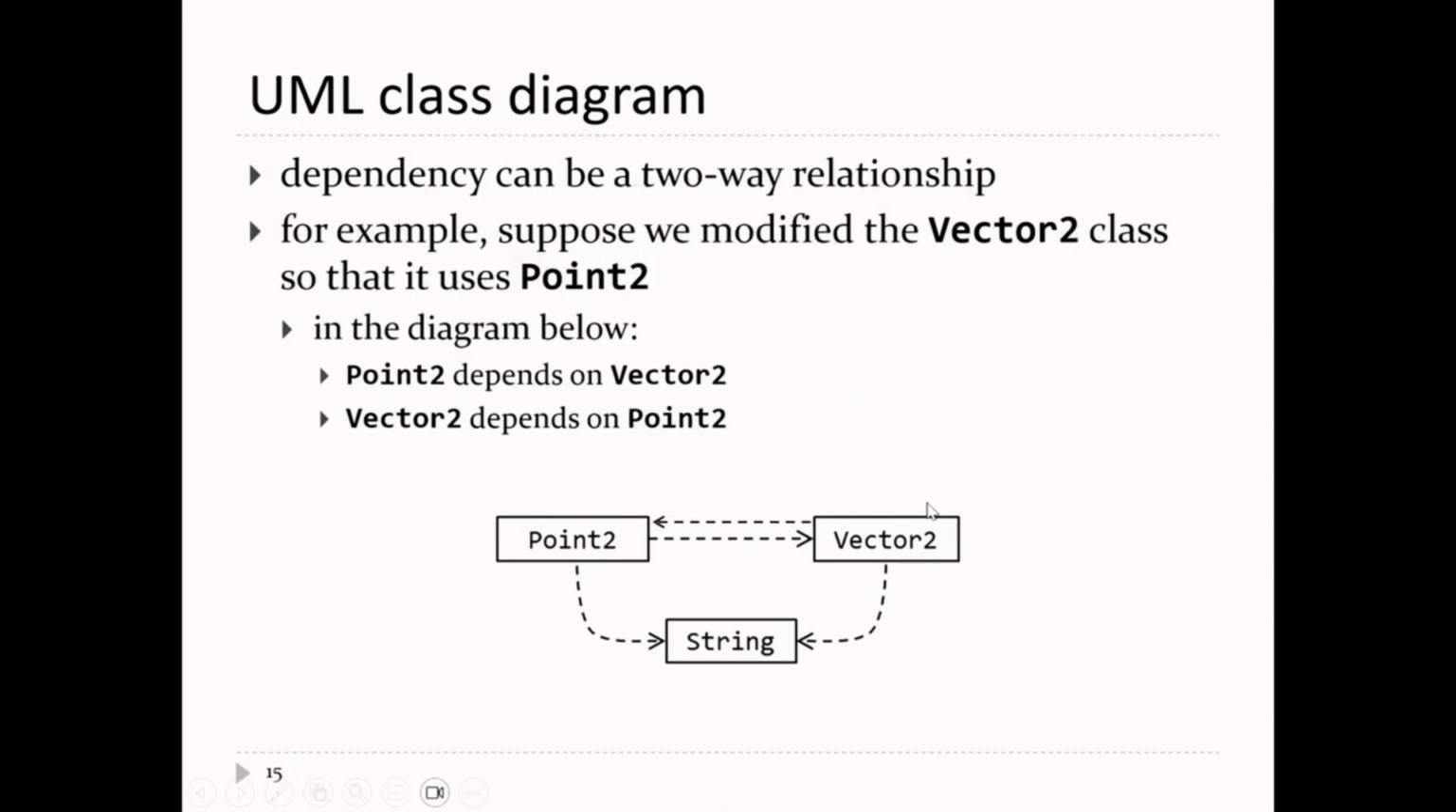Dependency can also be two-way. For example, you might go into the Vector2 class and modify it so that it also depends on Point2. You might have a constructor in Vector2 that takes in two points, and you compute the vector by subtracting the two points. If you had such a constructor, Vector2 would then depend on Point2. So this relationship can be two-way, and you indicate that with two separate lines with arrows pointing in opposite directions.